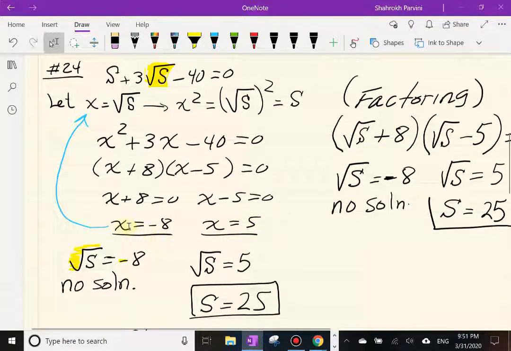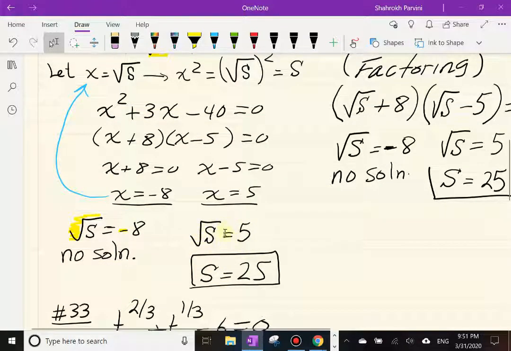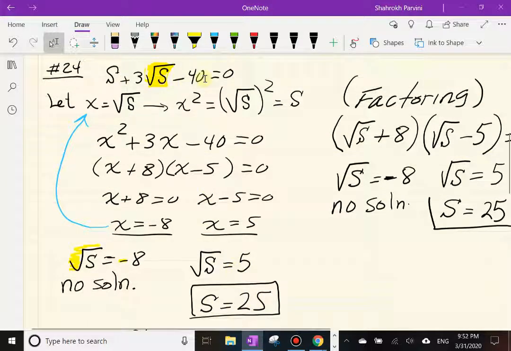And then we need to go back and substitute for x. I plugged in negative 8, and then another time I plugged in a 5 for x and solved for s. Now remember, the square root symbol means principal root, or positive root. It cannot equal a negative number, so there's no solution from that one. The only solution comes out of this one. So I have square root of s equal 5, which I square both sides of, and I get s is equal to 25. And there you have it. That would be the solution to the original equation up here.